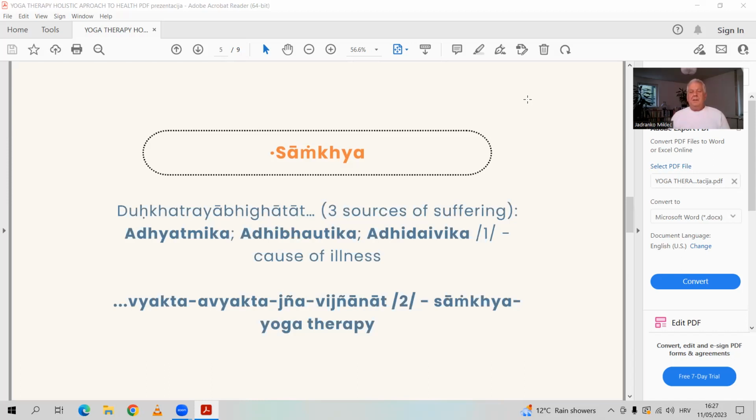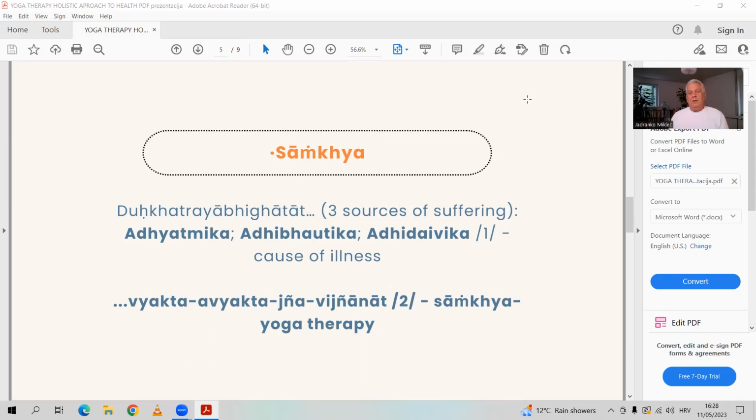So the Sankhya is a very ancient science, which is telling us about the structure of life, and also what are the possible sources of suffering based on that structure of life. So from where are the problems or suffering in our life that we can face coming from? That's why Sankhya says, Dukkha Traya Abhighatat, three sources of suffering.